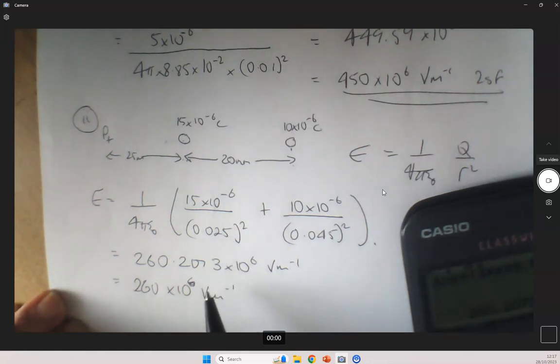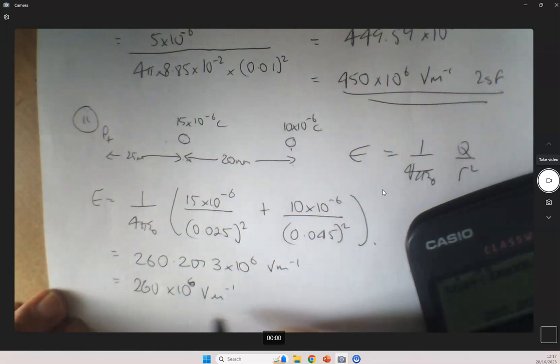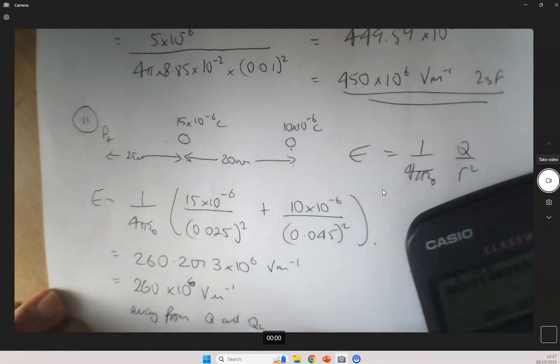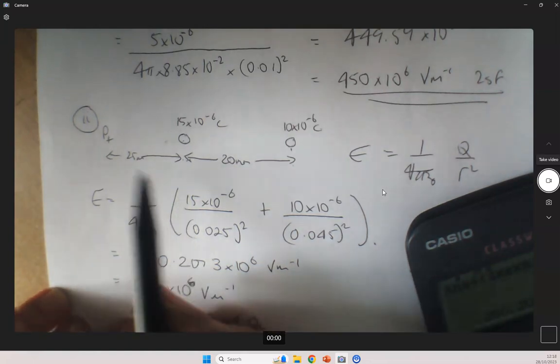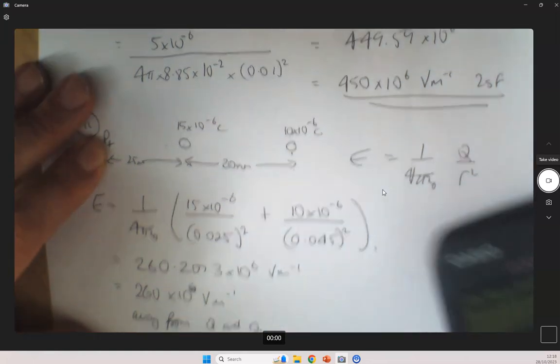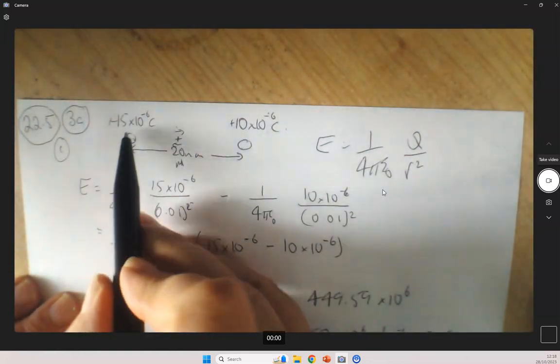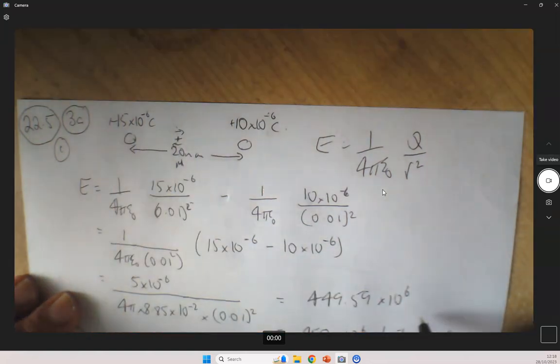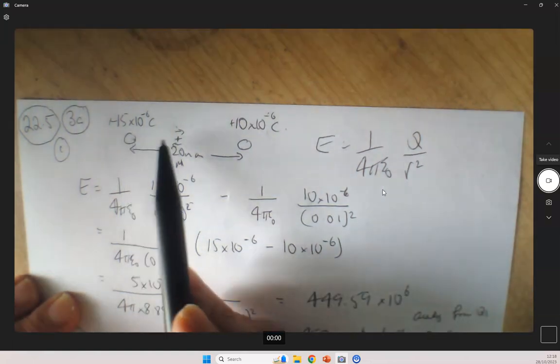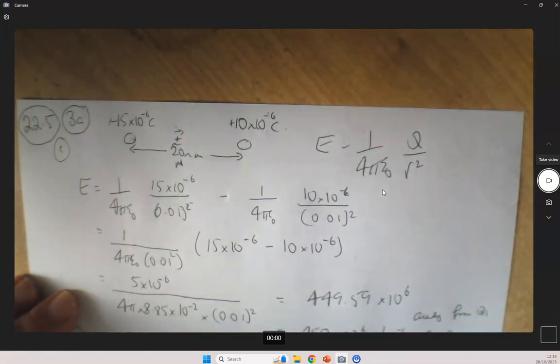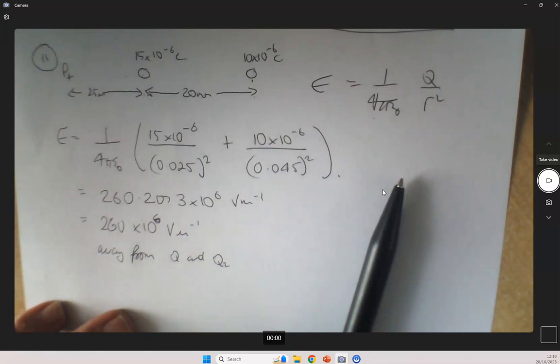Now overall, the direction here should be away from Q1 and Q2, since this is the combined effect. I should have said up here that this one is bigger, so the field is going to be away from Q1, because the field from Q1 is going to overpower that of Q2. Overall then, thank you very much.